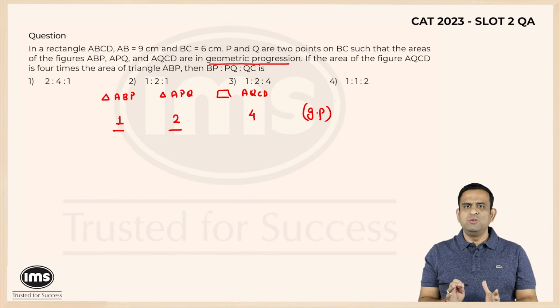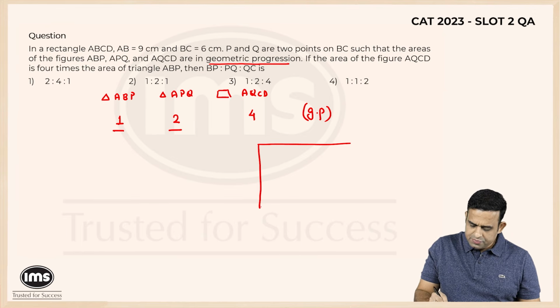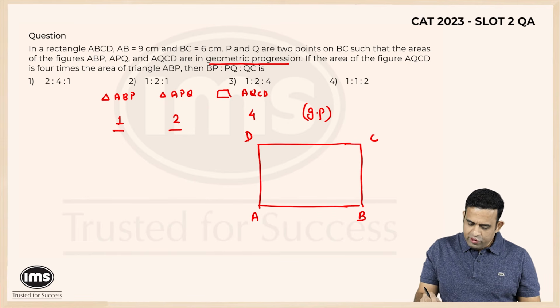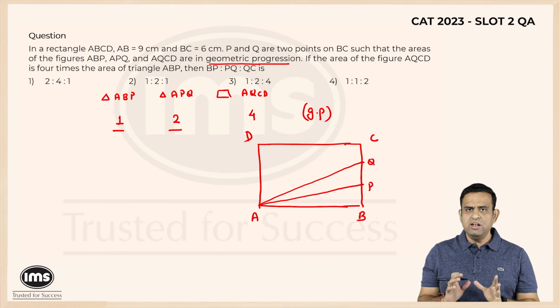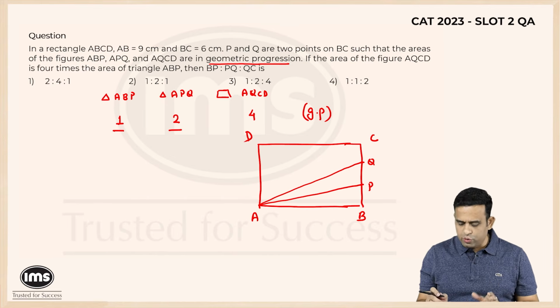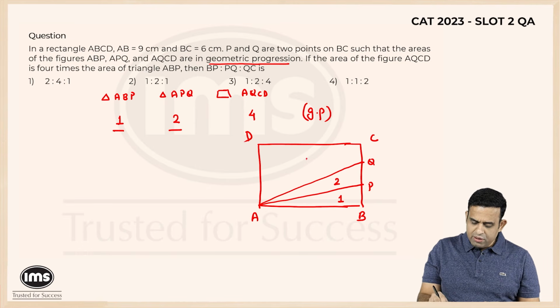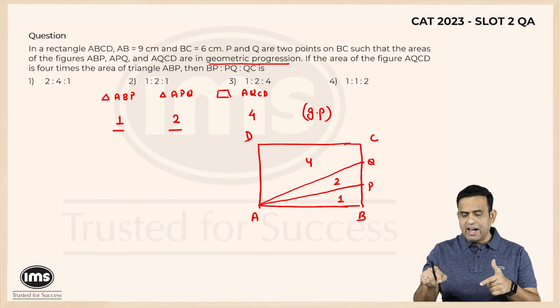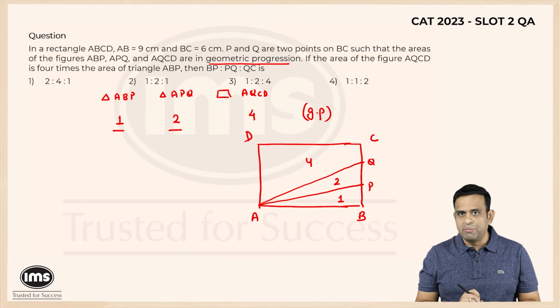So for this particular question, you don't need to take that 9 and 6 into consideration. What I can do is, suppose I construct a rectangle like this, A, B, C, D, then we have the points P and Q on this BC such that the areas of the triangle ABP, APQ, and the remaining one AQCD are in the ratio of 1:2:4. So if I have taken this particular area as 1, then APQ will become 2 and AQCD will become equal to 4. And hence one can say the entire area of the rectangle in this case happens to be nothing but 7. 4 plus 2 plus 1 becomes 7.